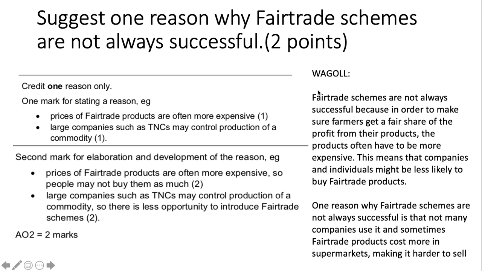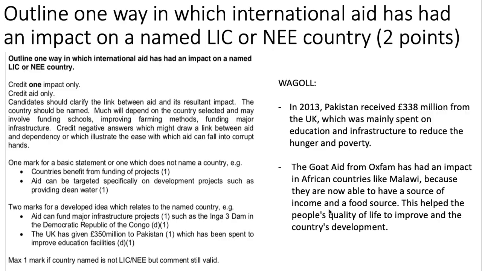So firstly, products are often more expensive so that farmers can get a fair share, and then companies and individuals are less likely to buy them. And then we've got that not many companies use fair trade schemes, and sometimes fair trade products cost more in supermarkets, making it harder to sell. So we've got quite a high success rate with this one because people could identify that fair trade is usually quite expensive for the consumer, so for us, if we want to buy it. Okay.